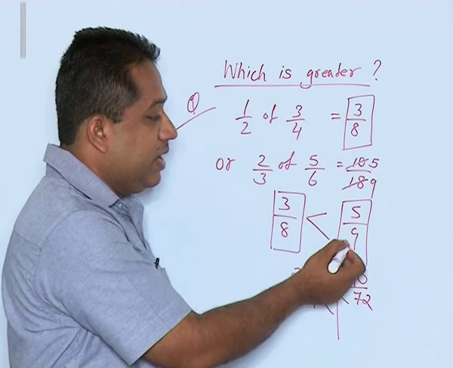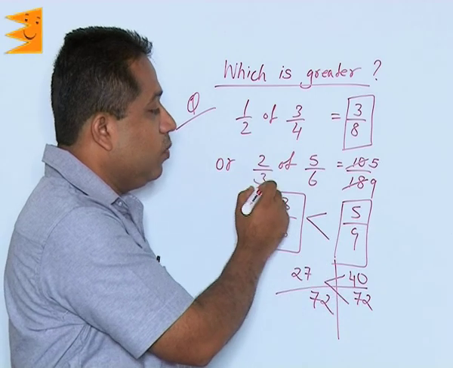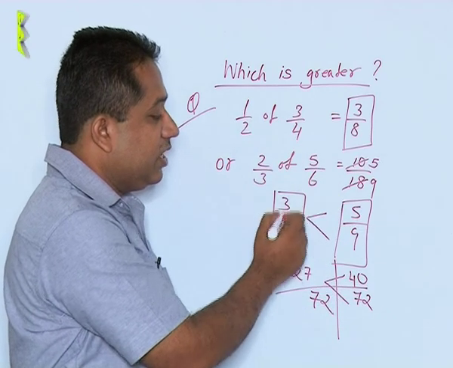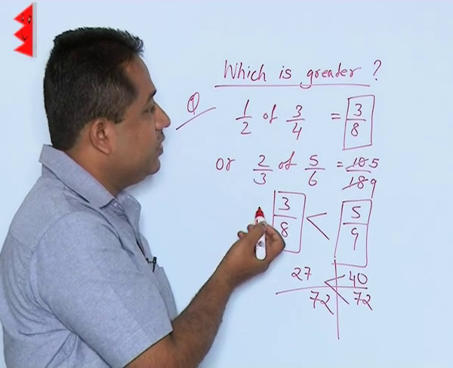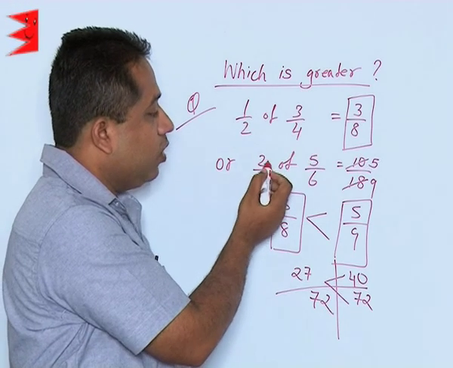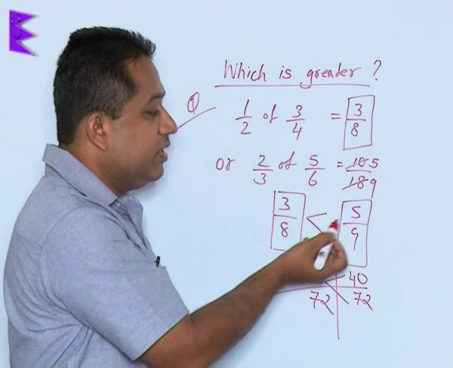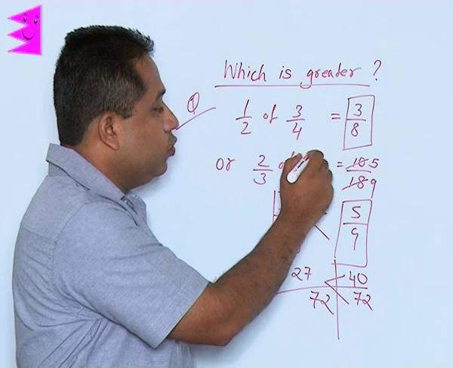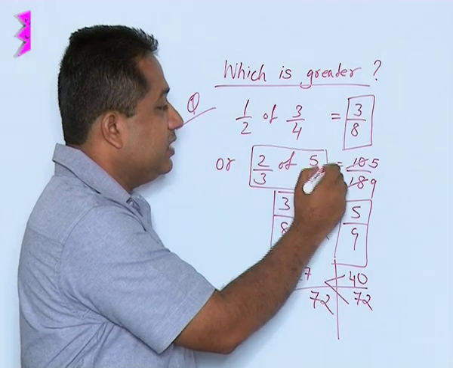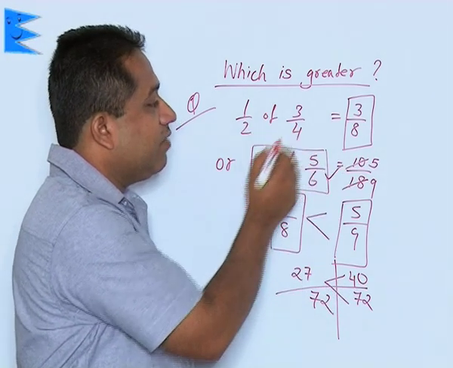And what was this 5 by 9? 5 by 9 was 2 by 3 of 5 by 6, and 3 by 8 was half of 3 by 4. Now, the question is asking us which is greater, half of 3 by 4 or 2 by 3 of 5 by 6. Since we have proved that 5 by 9 is greater, we can say that 2 by 3 of 5 by 6 is greater than half of 3 by 4.